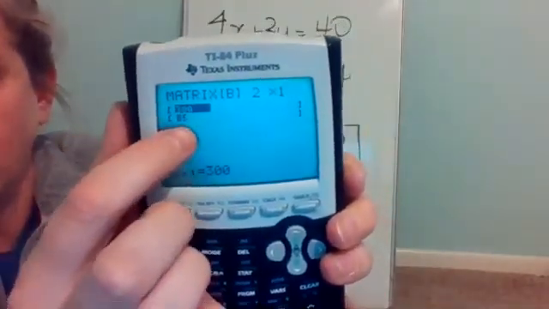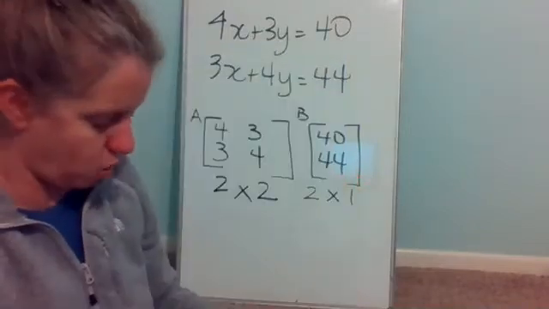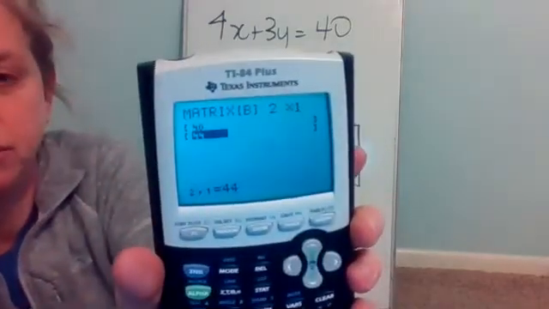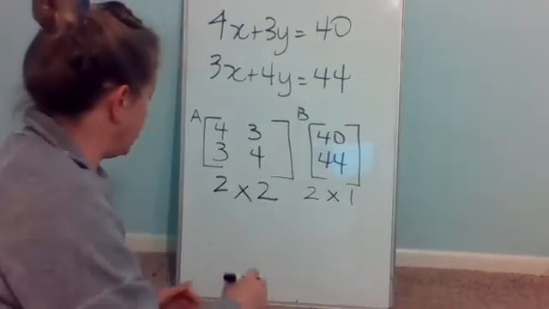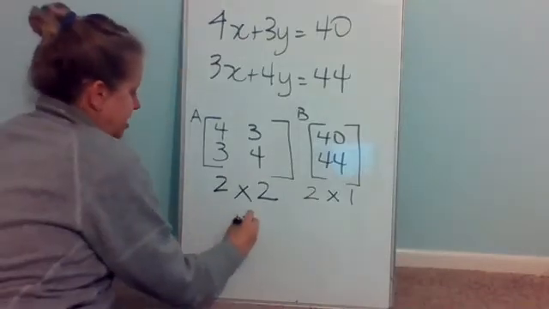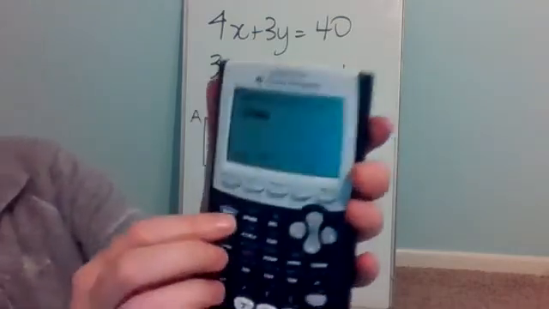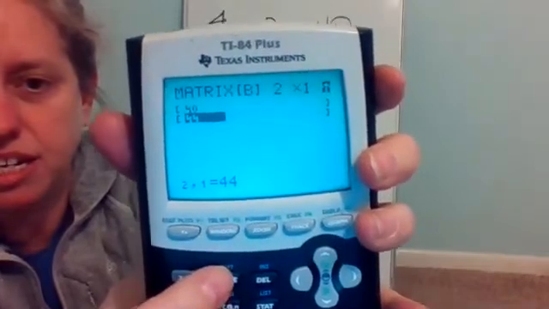Okay, so you'll see it took off that bottom row that was there. Now make sure you put your numbers in here. So 40 and 44. So now what you're going to do is matrix A to the -1 matrix B. So what you want to do right now is go to your home screen. So second, quit.